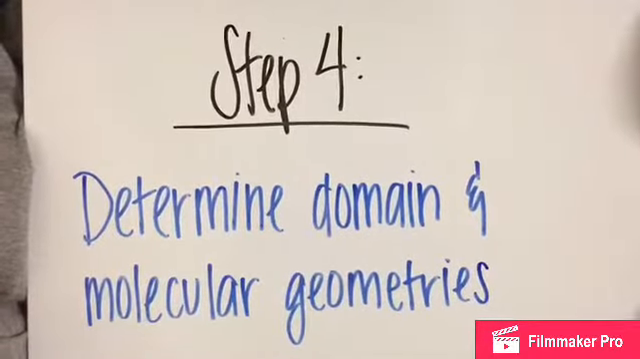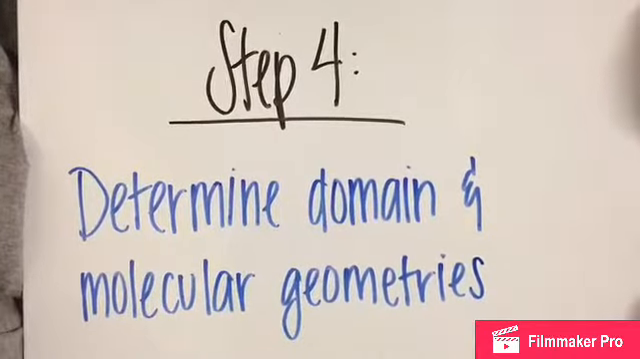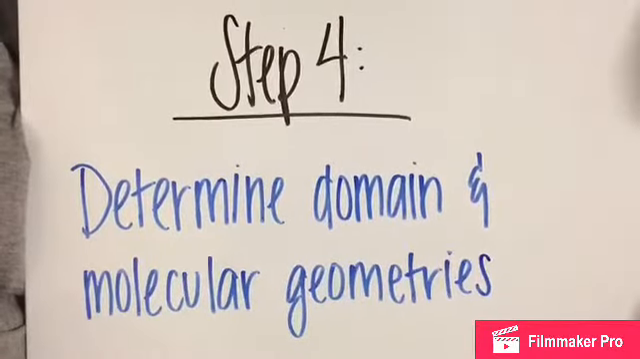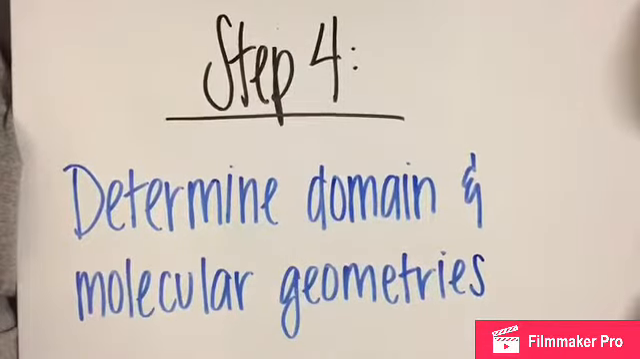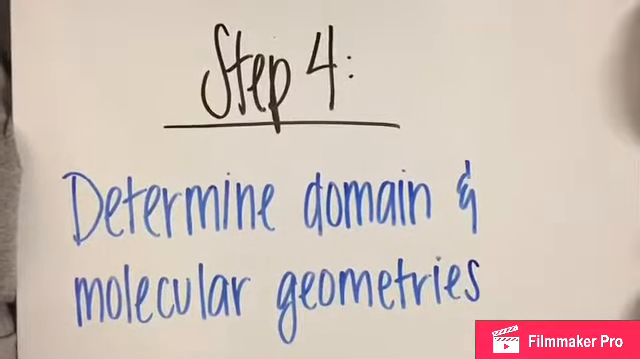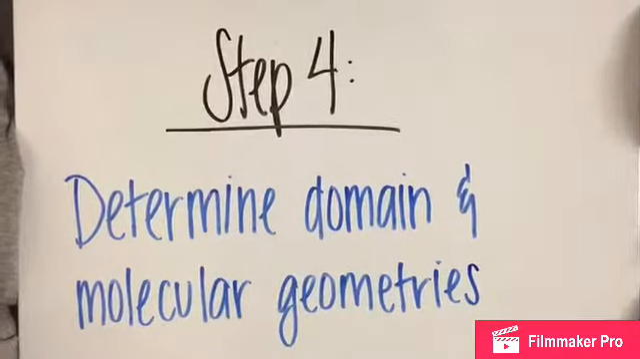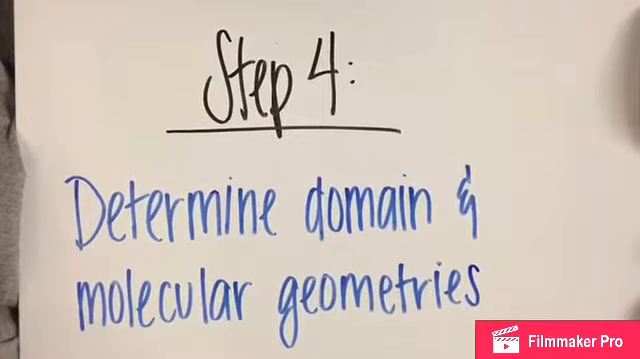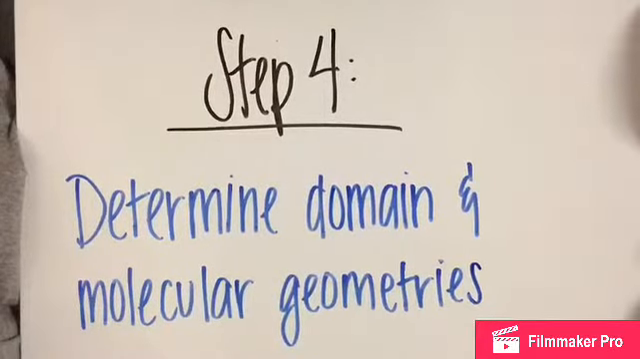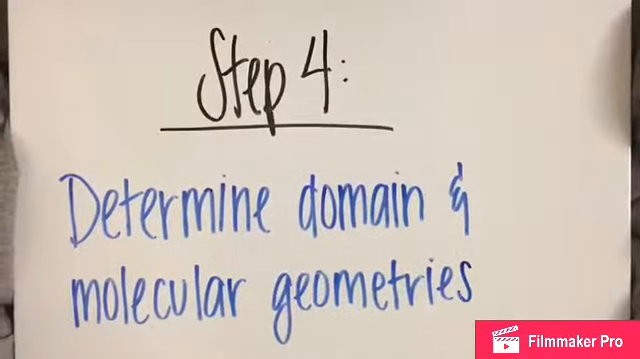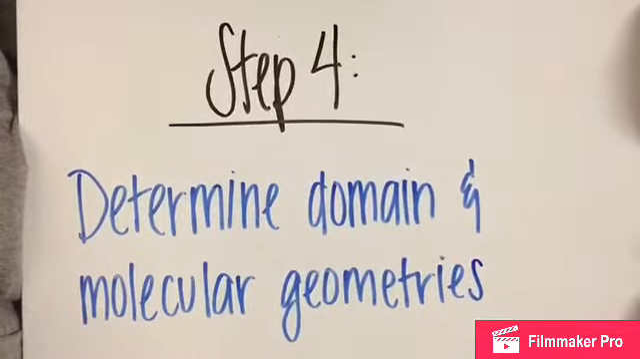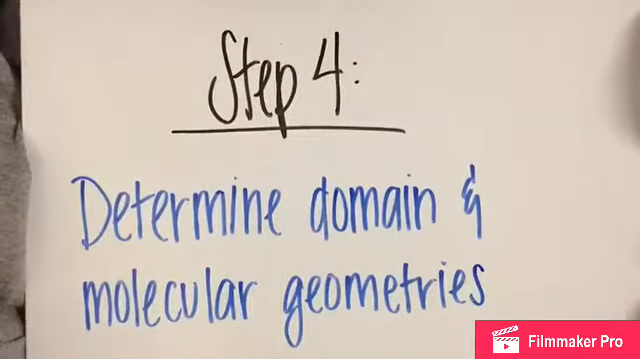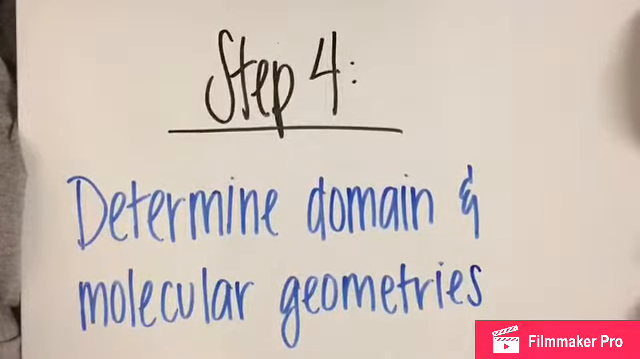This is the last step in determining the polarity of the molecule because we can look at the domain geometry and the molecular geometry and determine if the bond dipoles will either cancel or they will be a net dipole. If there is a net dipole, the molecule will be polar. If the dipoles cancel, there will be no net dipole and the molecule will be nonpolar.